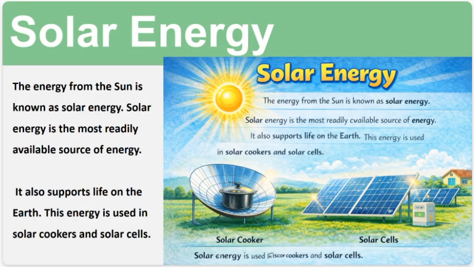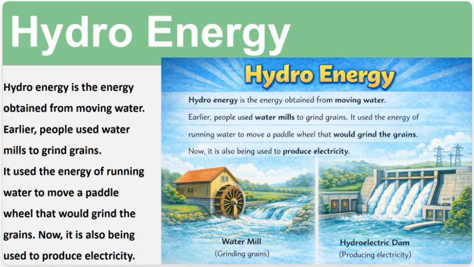Solar energy comes from the sun and is the most readily available source of energy. It supports life on Earth and is used in solar cookers and solar cells. Hydro energy is obtained from moving water. Earlier, water mills used this energy to grind grains. Today, hydro energy is also used to produce electricity.